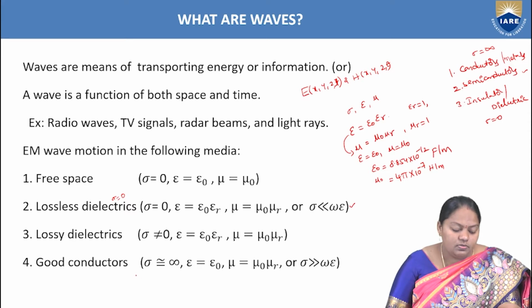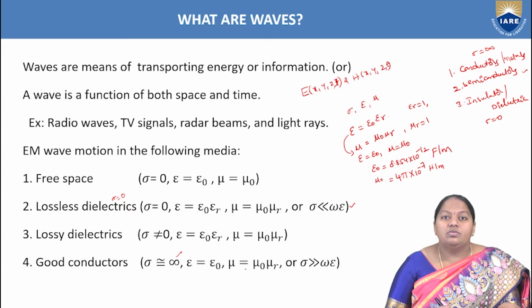Similarly, the fourth case we are going to consider is good conductors. For good conductors, the conductivity value is approximately equal to infinity, epsilon is epsilon naught into epsilon r, and mu is mu naught into mu r. The condition we consider for the good conducting medium is sigma is far greater than omega epsilon. So, based upon this condition, we can say that at very high conductivity and low frequencies, the medium behaves as a conducting medium, right?